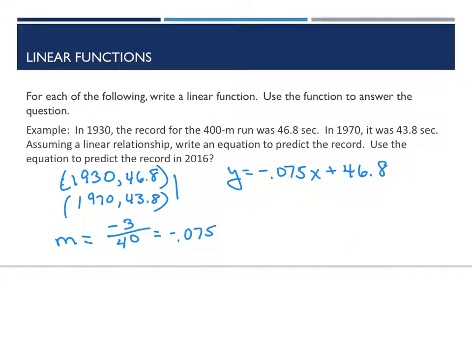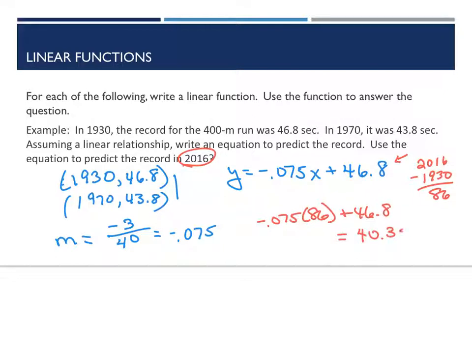Now, the question is, what do I want the record to be in 2016? Again, we can't put in 2016. You need to do 2016, the difference between that and whatever year that came from. That came from 1930. So that's a difference of 86 years. So if I want to find the record for 2016, I plug in 86. And that record would be 40.35 seconds.